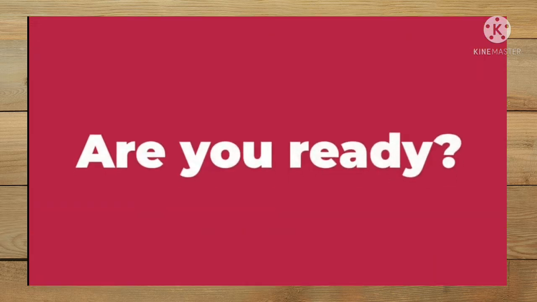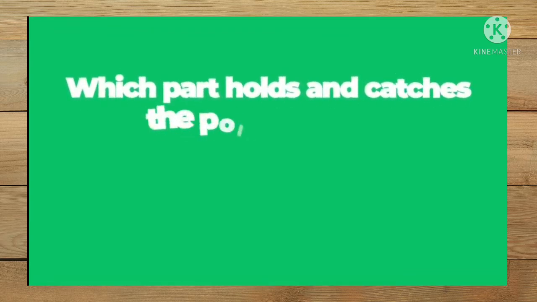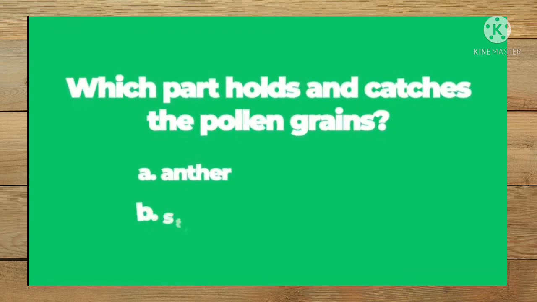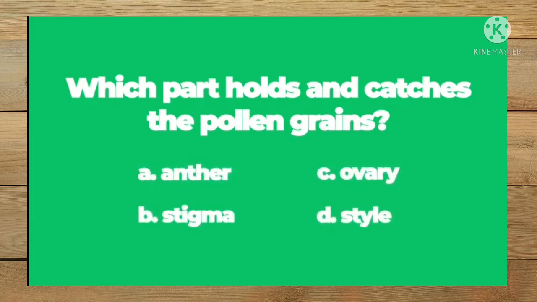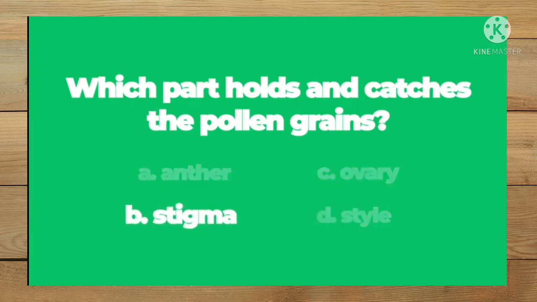Are you ready? Number 1. Which part holds and catches the pollen grains? A. Anther. B. Stigma. C. Ovary. D. Style. The correct answer is B. Stigma.